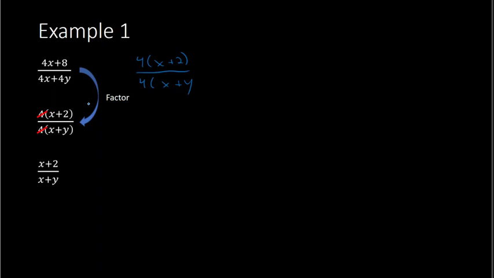And from here, I cannot cancel any further because of this plus sign on the top and on the bottom. So I cannot divide the x's out. It's only when everything is being multiplied together. Now here with our final answer, just remember that the denominator of any fraction can never equal 0.